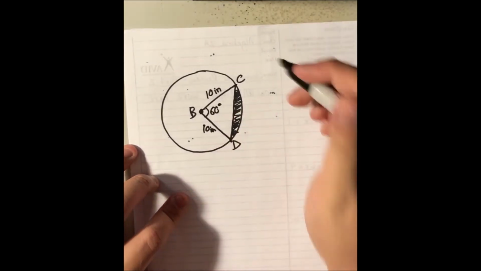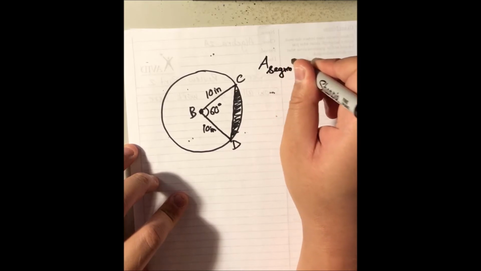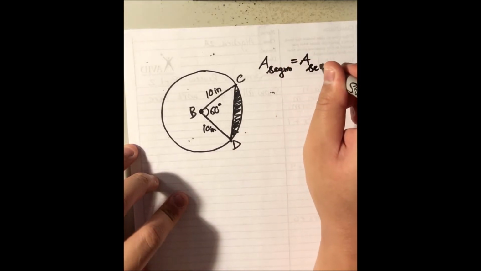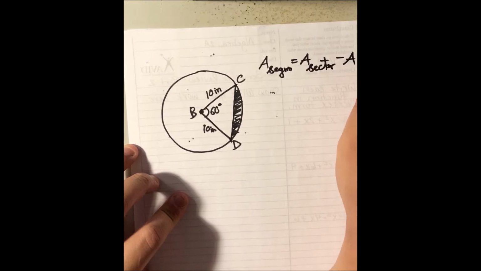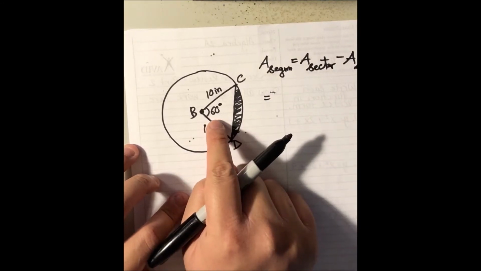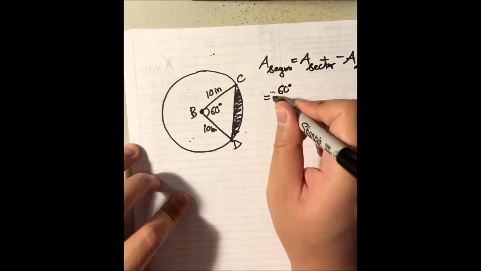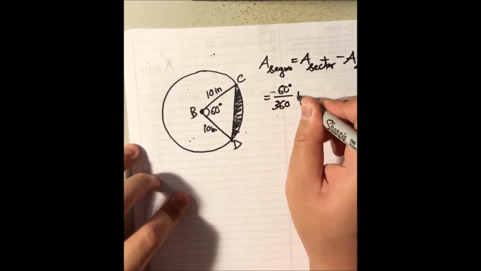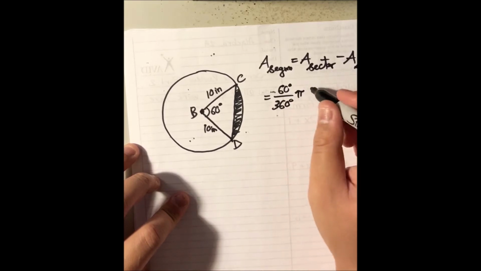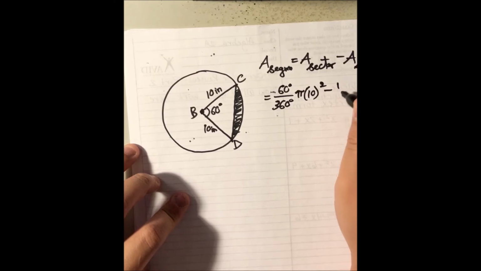Now the area of this segment, we know, is equal to the area of a sector minus the area of a triangle. So that's going to be what? Well, since the central angle is given in degree form, we know the area of a sector is going to be the central angle, which is 60 degrees, divided by the total degrees, 360, multiplied by pi, multiplied by the radius squared, which is going to be 10 squared, minus the area of a triangle, which is 1/2 times base times height.